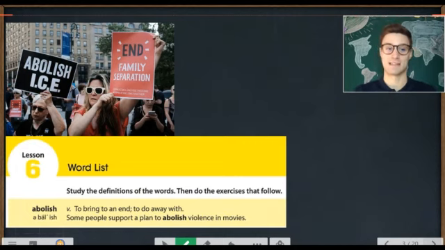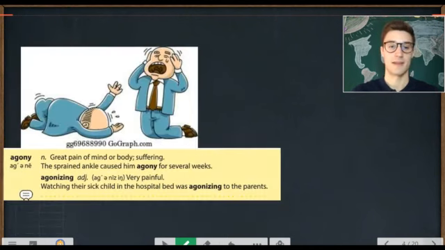Let's practice. First word is abolish. Great. Abolish here has a verb meaning. It means to bring to an end, to do away with. You can abolish laws or abolish ideas.